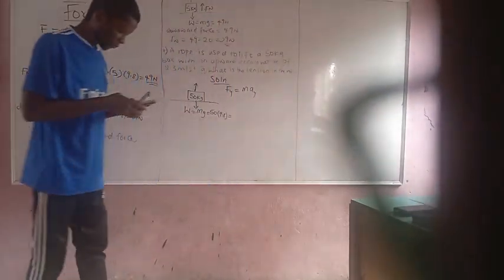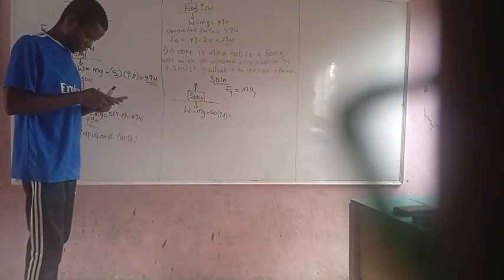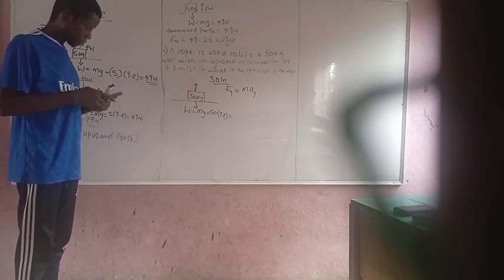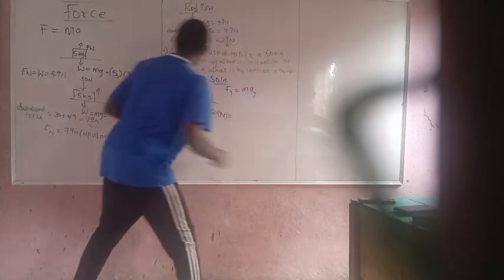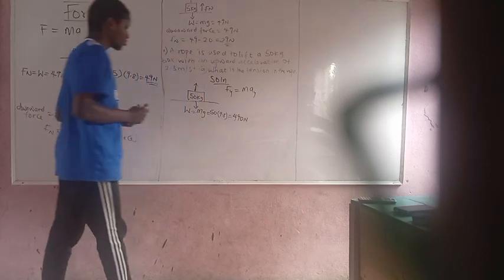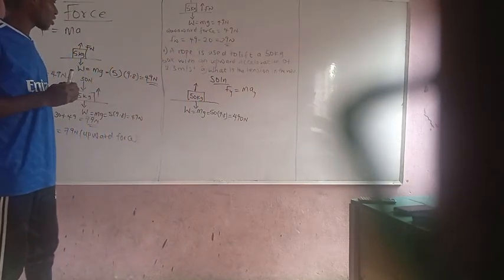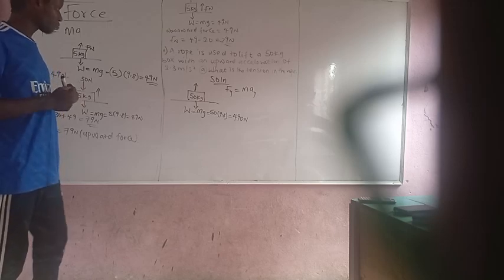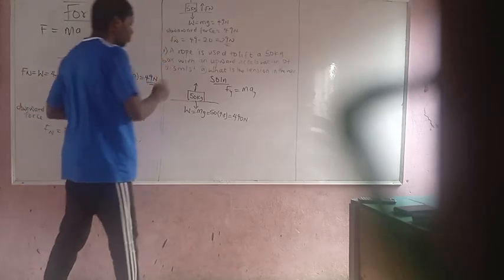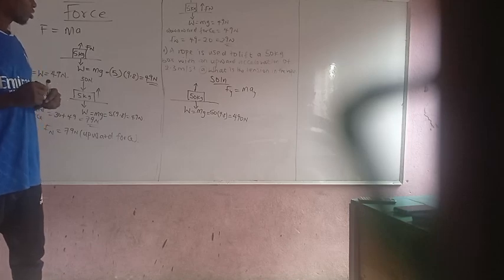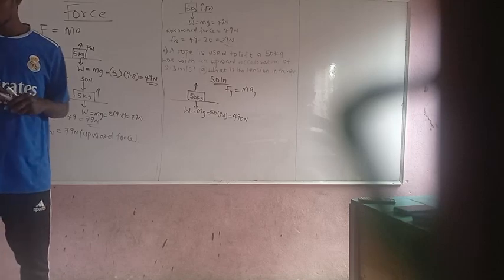50 times 9.8 gives us 490 Newton. So the downward force acting on that body is 490 Newton. Okay, so what will be the upward force? The upward force acting on the body is going to be what?